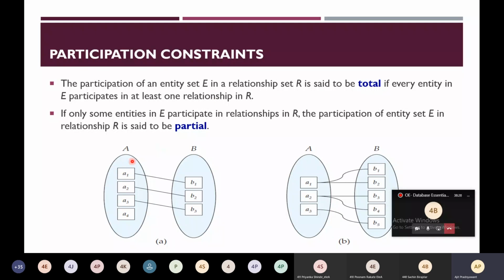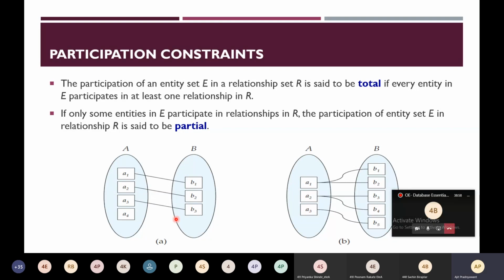Again, I am repeating, this entity set A is partially participated in the relationship because one element is not participated. If all the elements are participated in the relationship, then it is called total participation. If a particular element is not participating in the relationship, then it becomes partial participation. So these are the two participation constraints.